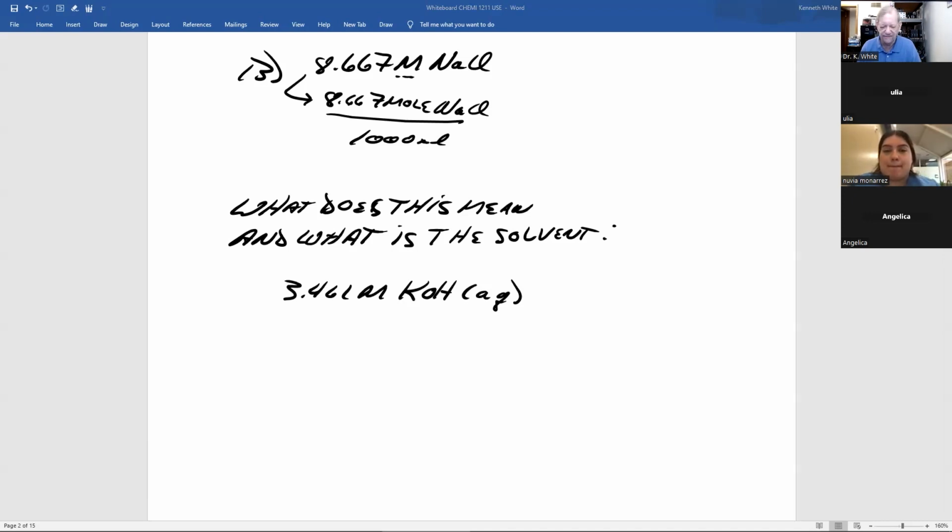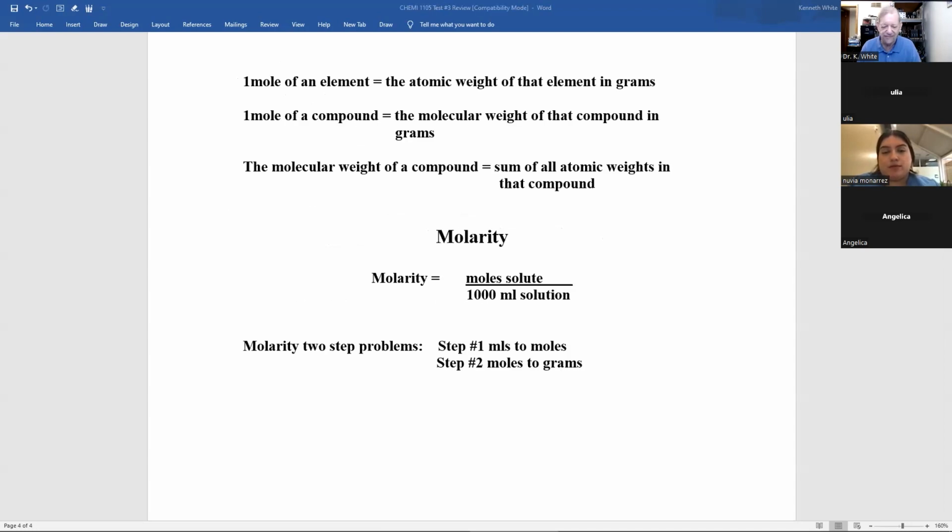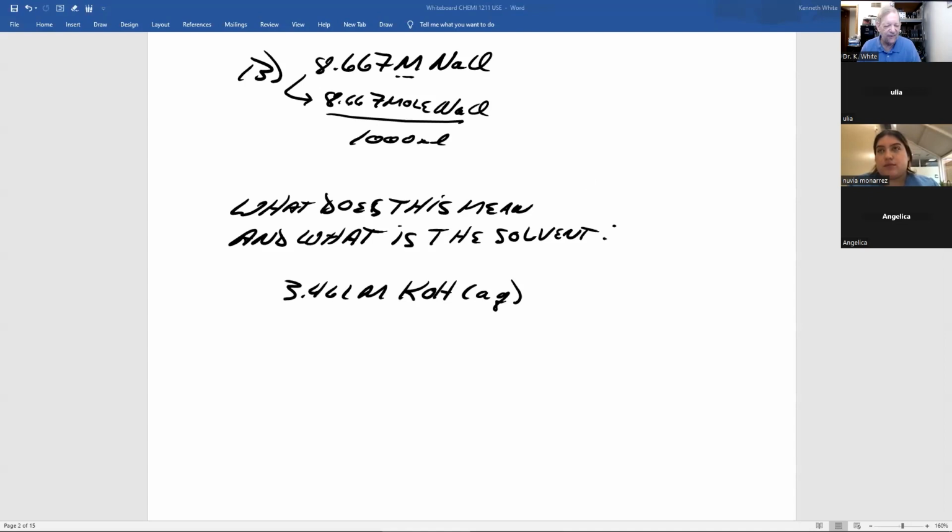Oops, wrong thing. Hold on. Right thing. Again, what does that mean and what's the solvent of that solution?